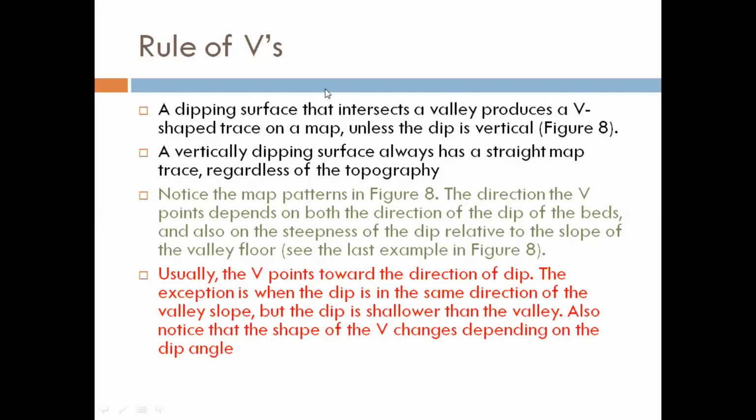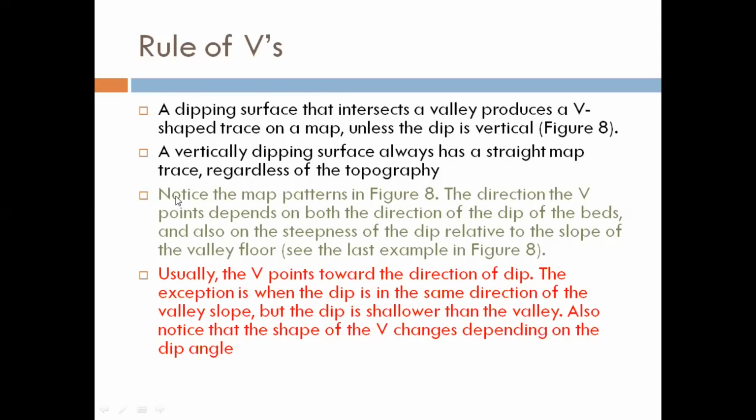Similarly, a vertical dipping surface always has a straight map trace regardless of the topography. An example of a vertical straight trace is a dike. A dike is a very good example to tell you that there is a vertical surface. You guys know, all right, what is a dike? We discussed it already in the class. There is a dike and then there is a sill.